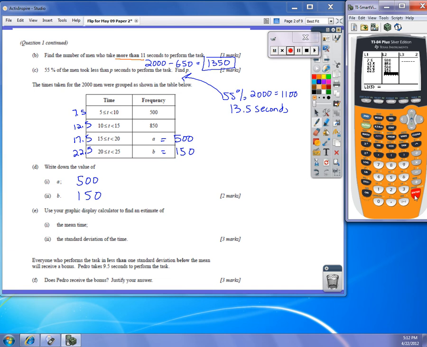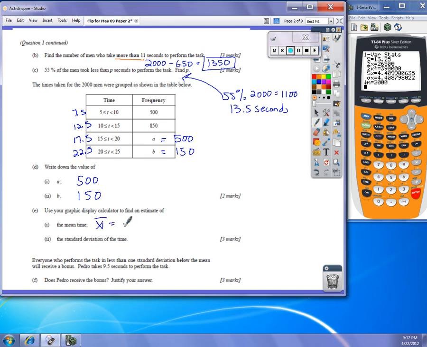So now I need to go back to Stat. I'm going to calculate one variable statistics, but I have to tell the calculator, you know what? I put some stuff into L1 and I put it into L2. So please, please, please know that I've got some grouped data. So when you do that, you've got one variable statistics, because you weren't looking at two variables, you were just looking at one, but you were including the frequencies. So we used the calculator, and the mean time is equal to 13.25.